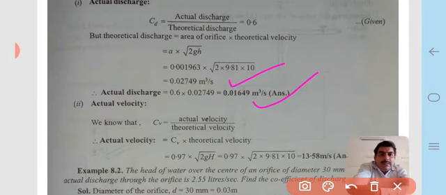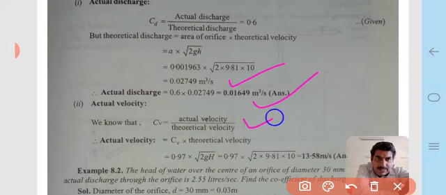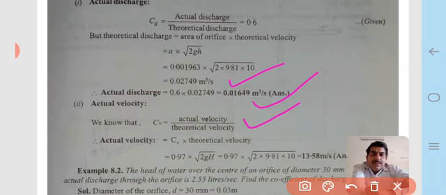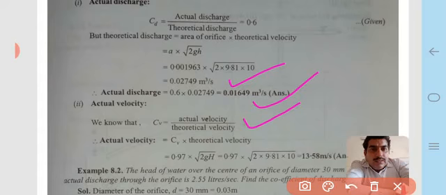Actual velocity. Now using the relation that CV, the coefficient of velocity, is equal to actual velocity upon theoretical velocity, the actual velocity is equal to CV into theoretical velocity. The coefficient of velocity is given, that is 0.97, multiplied by under root 2GH. Putting in all the values, H is given and G is put in the formula, and therefore the actual velocity is 13.58 meter per second. This is the actual velocity of the orifice.